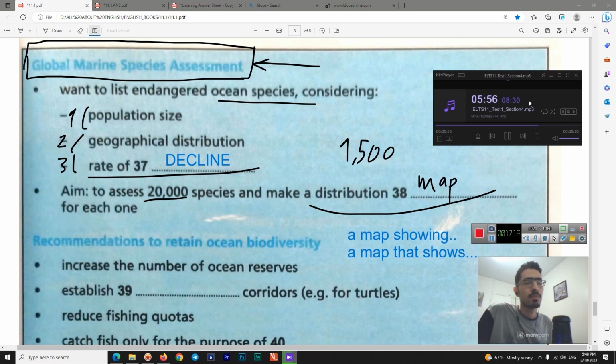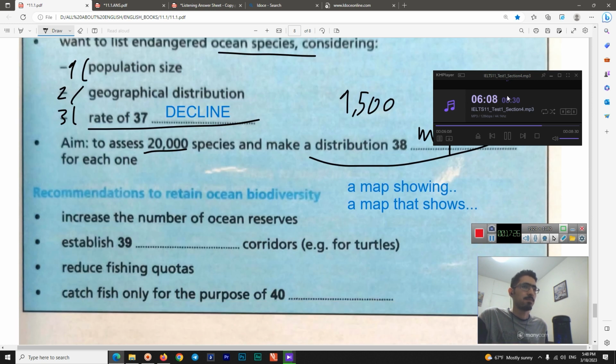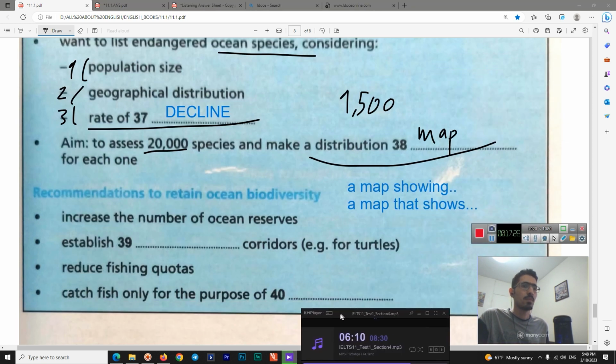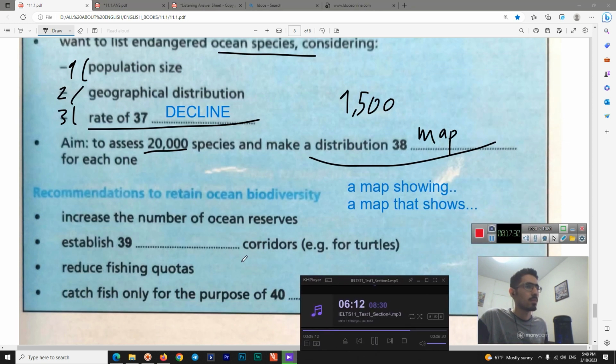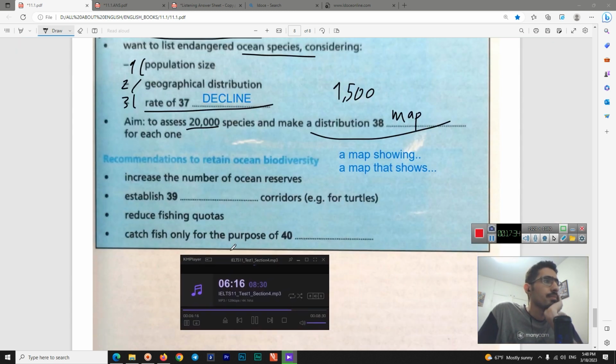For each one they assess, they use the data they collect on that species to produce a map showing its distribution. Ultimately, they will be able to use these to figure out not only where most species are located, but also where they are most threatened. So, finally, what can be done to retain the diversity of species in the world's oceans?